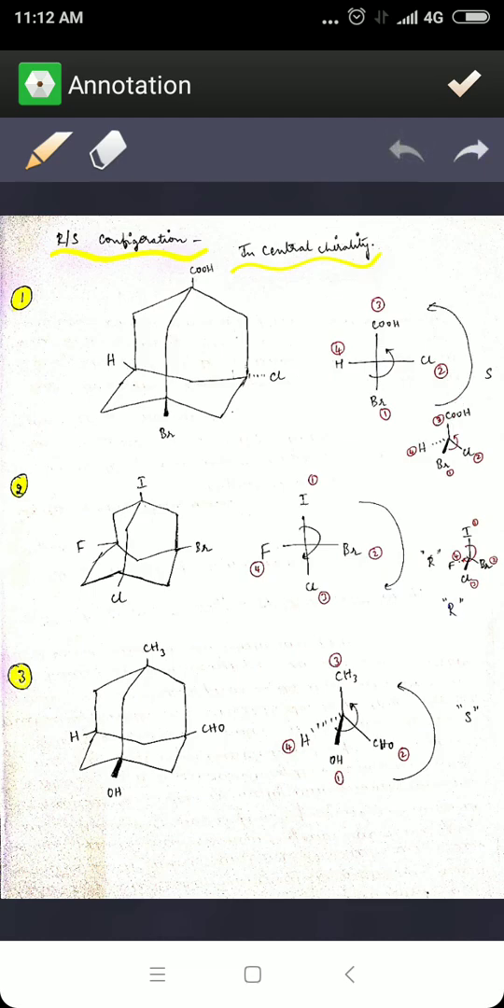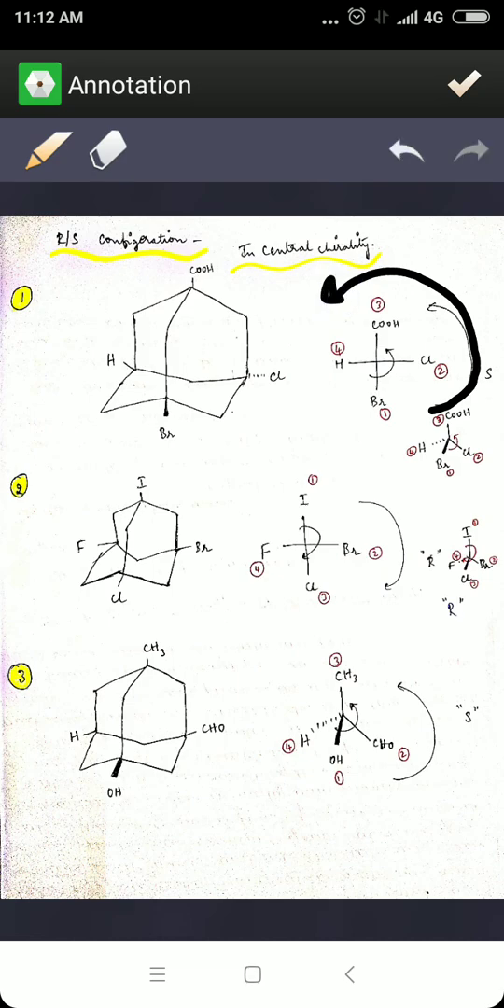First, when you look at bromide, chloride, and acid, definitely halides get the first position. So bromine gets first position because it has a higher atomic number compared to chlorine. Then second comes chlorine. Third is the acid group, and fourth is the hydrogen. Now you have numbered it. Now if you look at the configuration, we know it is 1, 2, and 3.